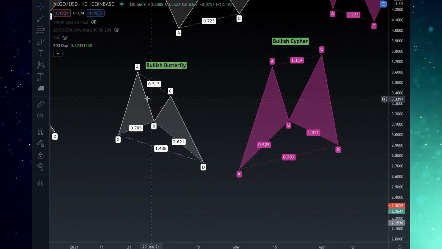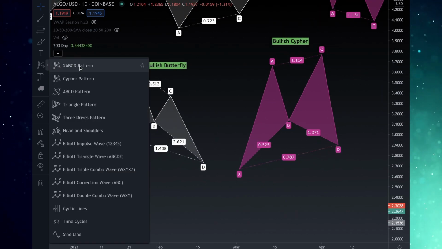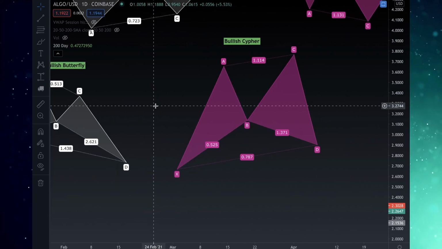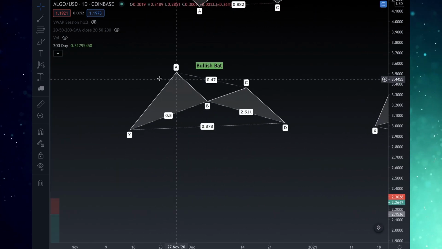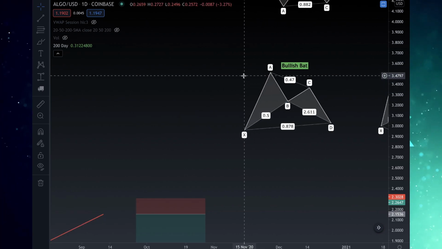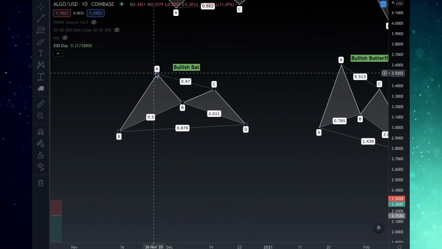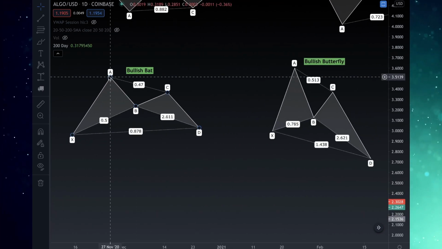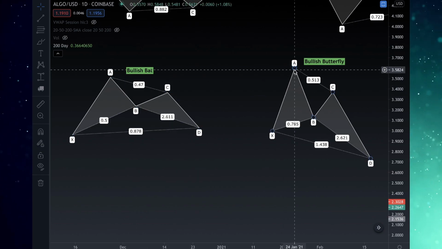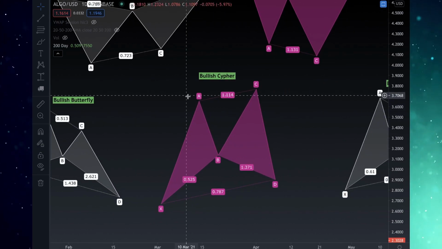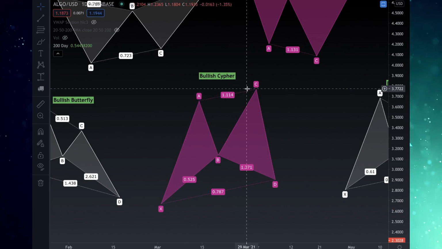Now for the cipher, you cannot use the same XABCD tool that you use for all the other ones. For the cipher, you need to be using the cipher pattern tool on TradingView, okay? What makes the cipher different is, as you can see, from this first high up here to the second high, on pretty much all the other harmonics you'll have a lower high from A to C, right? Lower high from here to here, lower high from here to here. But on the cipher, you have a higher high from here to here, okay?